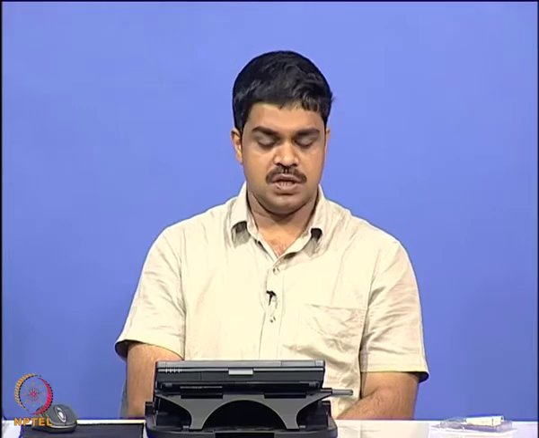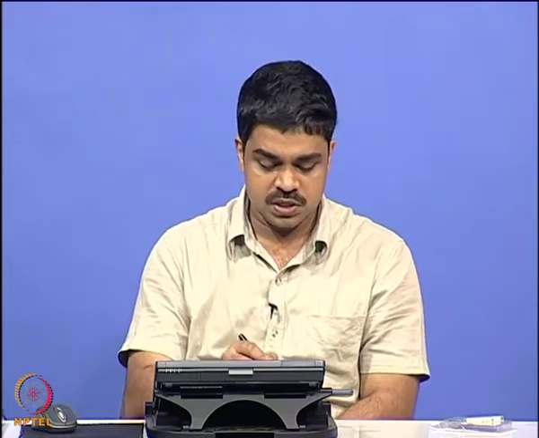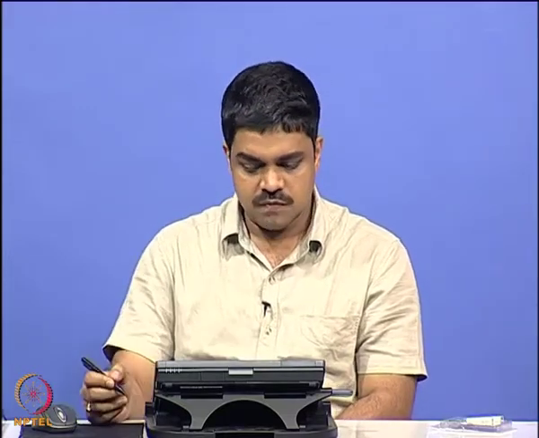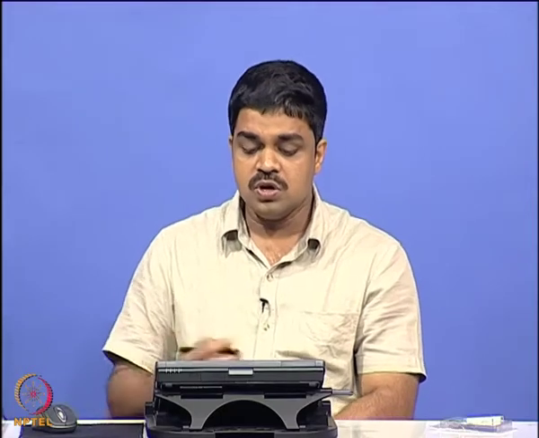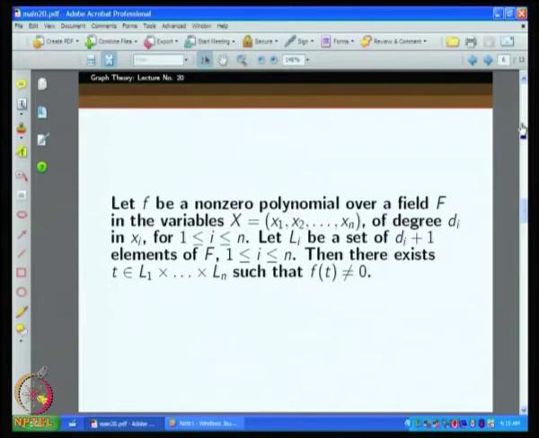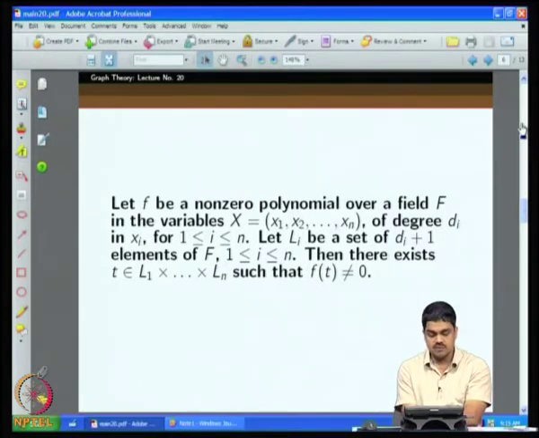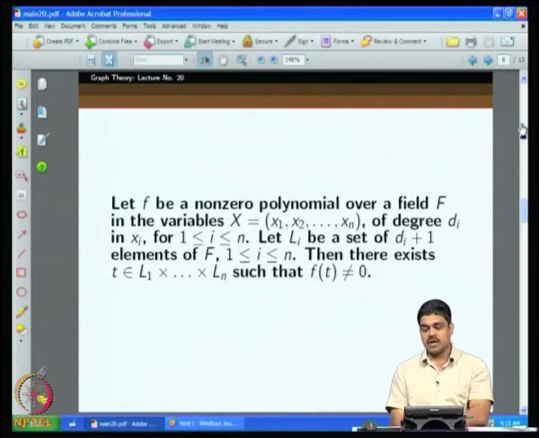So, why did we do that? Because if we want to apply the earlier theorem, this theorem, we need it to be non-zero. So, we have g as a non-zero polynomial, and also the degree of each xi is di, right. Therefore, from the list Li we can select values for xi such that g of t will evaluate to non-zero, and therefore the corresponding f also will not evaluate to 0. That is the way we construct it.